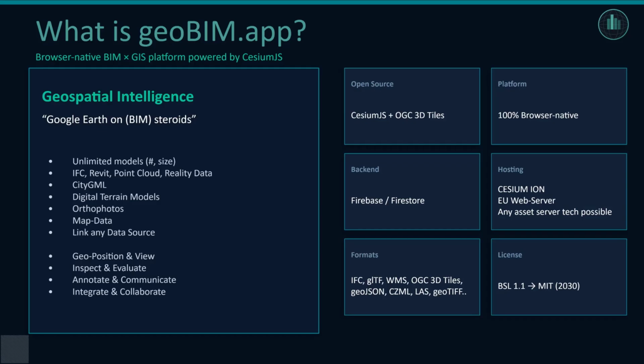And then also, the major use case clusters are: geoposition something, view something, of course, inspect, evaluate. So it's not only that it looks good, you can turn it a little bit, but you can also inspect the metadata, evaluate the metadata. You should be able to annotate and communicate and integrate the whole thing and collaborate with others. As I mentioned, it's mainly based on CesiumJS. It's a 100% browser native platform.